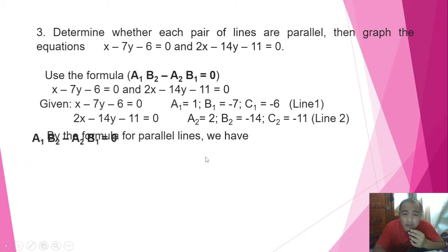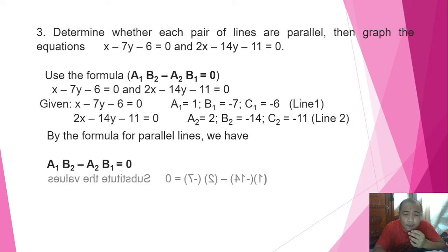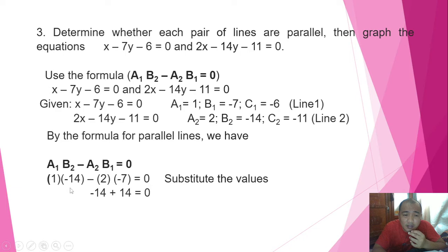So, by the formula for parallel lines, we have a sub 1, b sub 2 minus a sub 2, b sub 1. Substitute. A sub 1, substitute lang. 1 times negative 14 minus 2 times negative 7. 1 times negative 14 is negative 14 minus 2 times negative 7 is positive 14. Negative 14 plus 14 is 0.